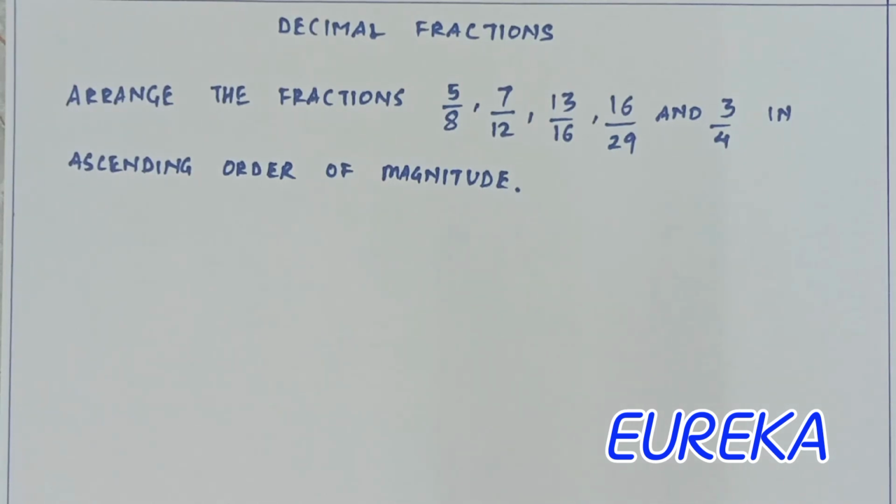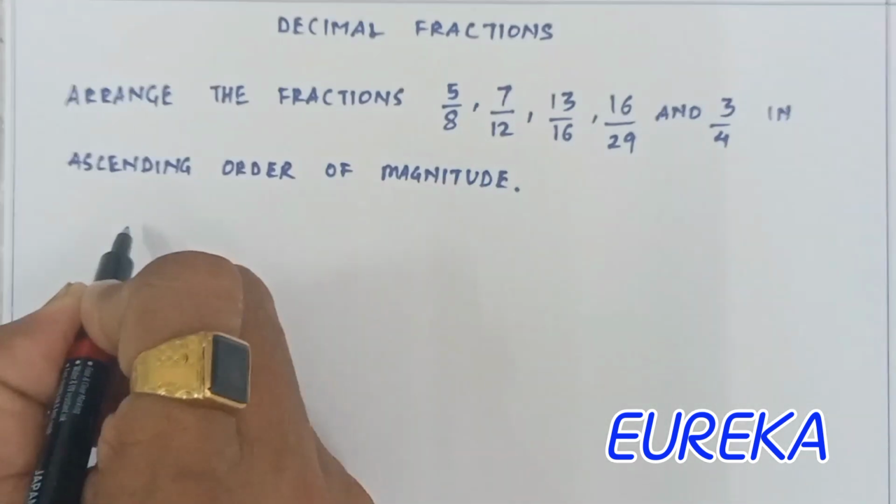So we have discussed in the previous example, in the last part, that if we can convert these fractions into decimals, then it will become easier for us to arrange them in ascending or descending order. So let's check how these fractions can be converted into decimals.